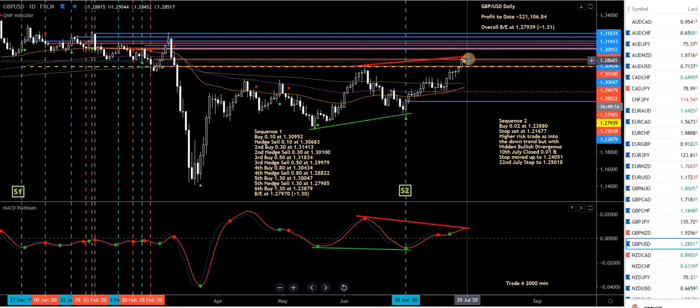So I want to clear it. I just have to push up a little bit higher, and we can clear it. But if I cleared it now, it wouldn't be a problem. So that's the pound USD.